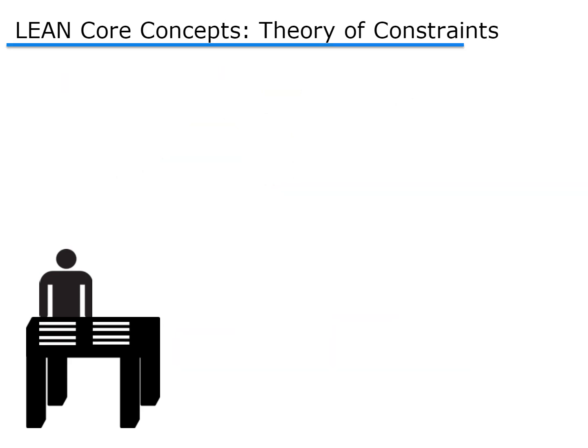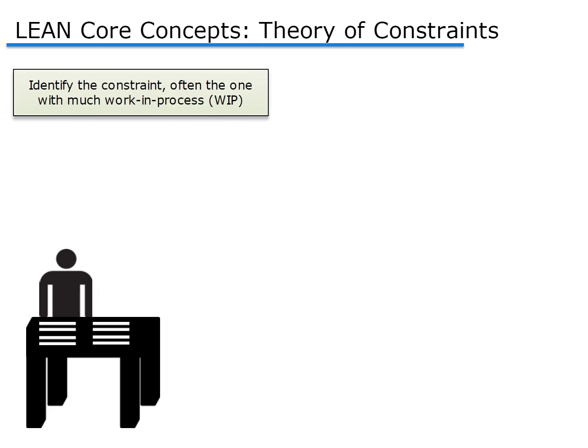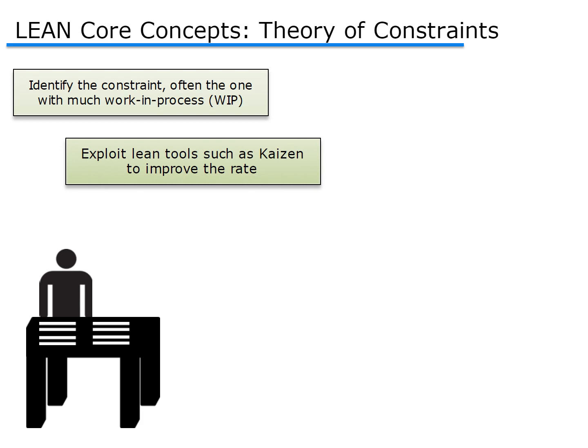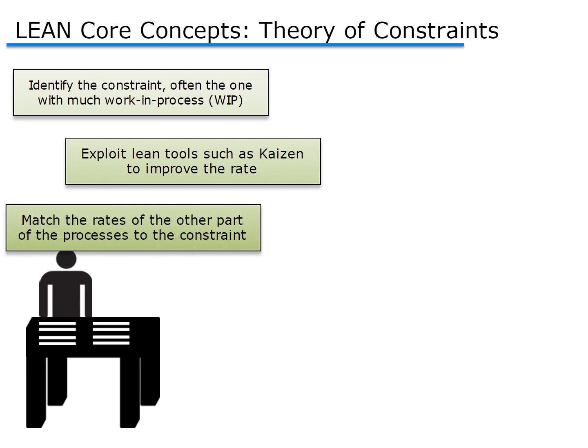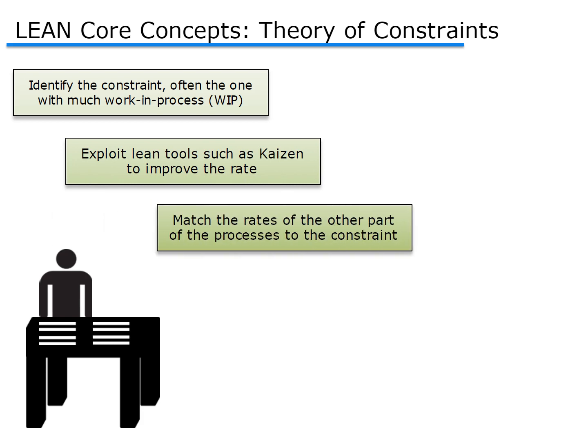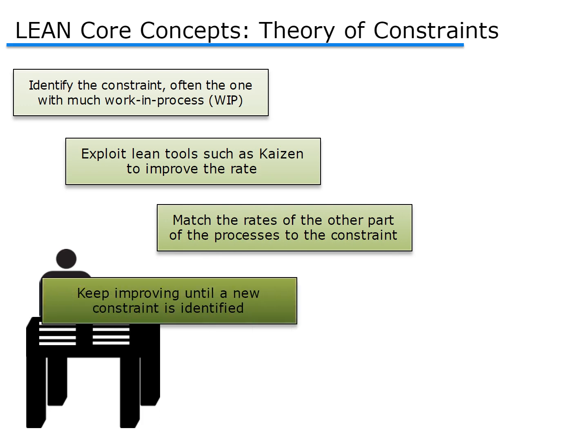There are 5 steps to improve the rate at the constraint. Identify the constraint. This is often the workstation that has most of the backlog or inventory buildup or work in progress. Exploit lean tools such as Kaizen to identify and eliminate wastes and improve the rate of flow at the bottleneck. Match the rates of the other parts of the process to the constraint.